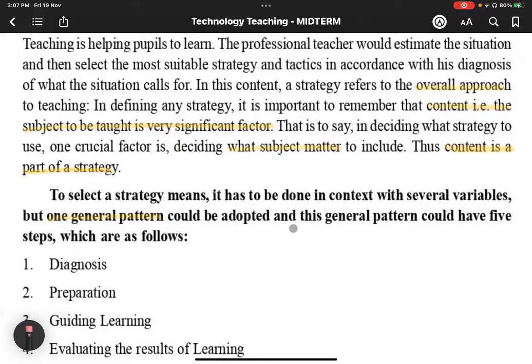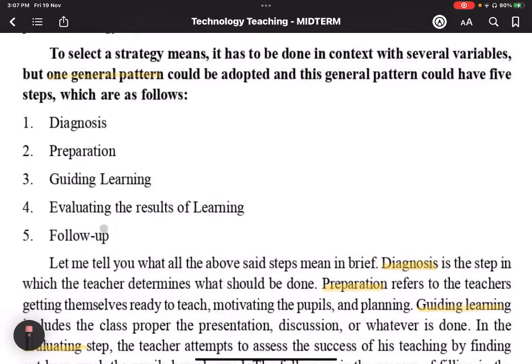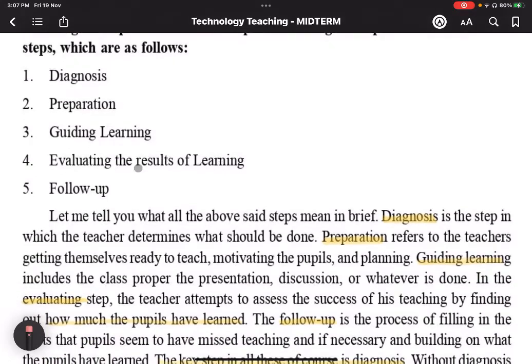To be adopted, a general pattern that follows these 5 steps. Number one is diagnosis, two, preparation, three, guiding learning, four, evaluating the results of learning, and then fifth, the follow-up. Okay? Ano yung diagnosis? It is the step in which the teacher determines what should be done.